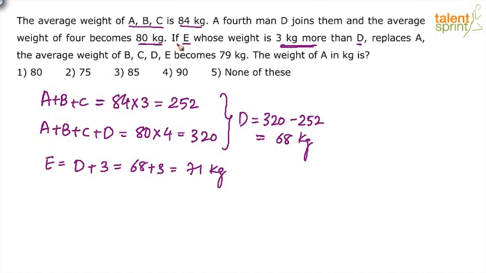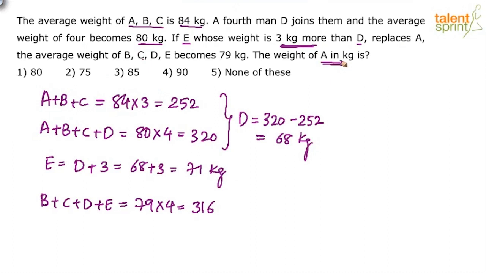So if E, whose weight is 71 kgs, replaces A, then the average weight of B, C, D, E becomes 79 kg. The average of B plus C plus D plus E is given as 79. So what will be the total? 79 times 4. How much is this? 84 is 320 minus 4, so 316.